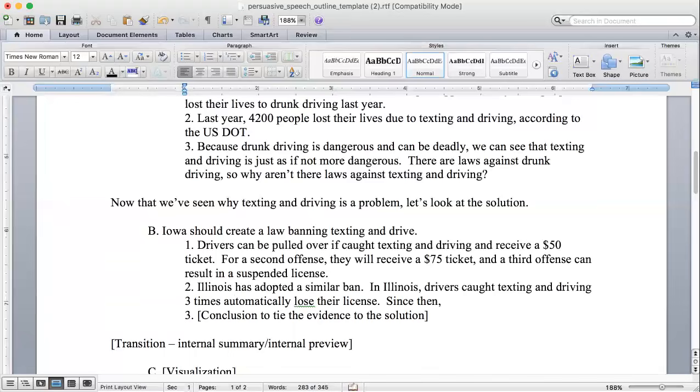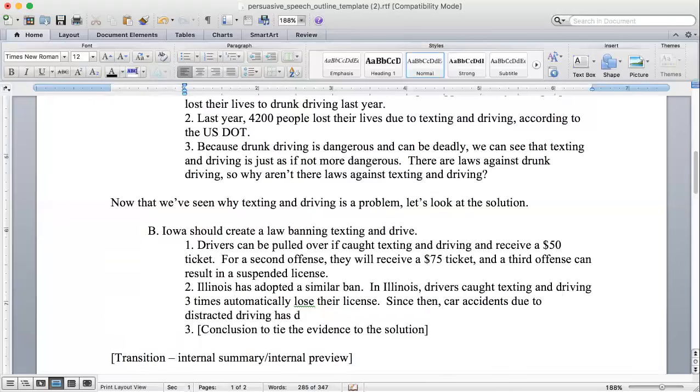Since then, we can say something like this: car accidents due to distracted driving have decreased 50%. So the conclusion here should be pretty clear. If it works in Illinois, it should work in Iowa too.